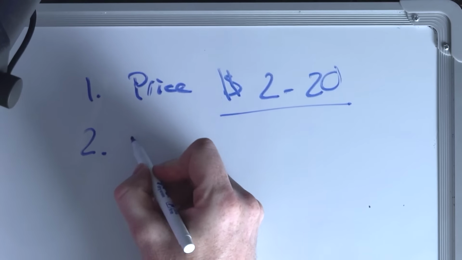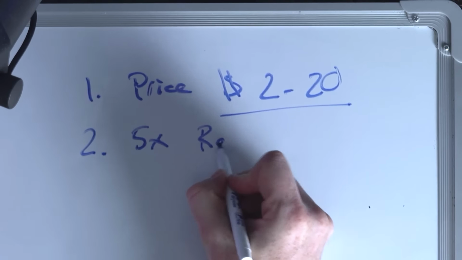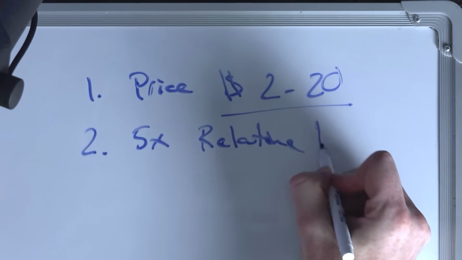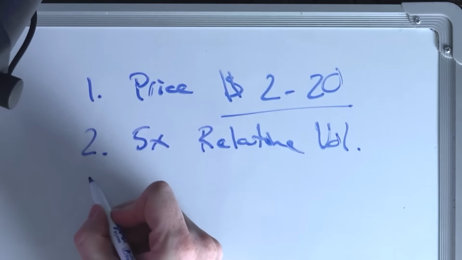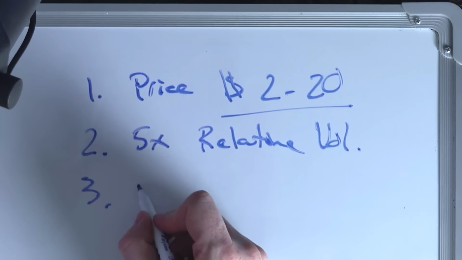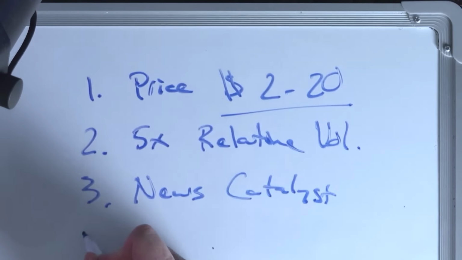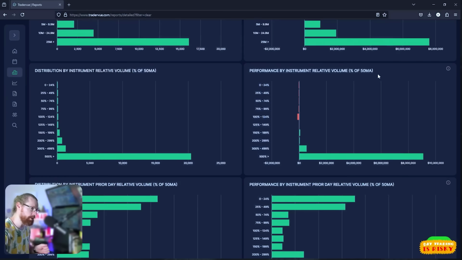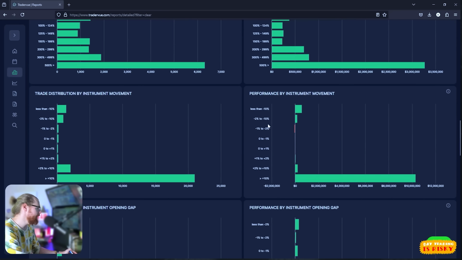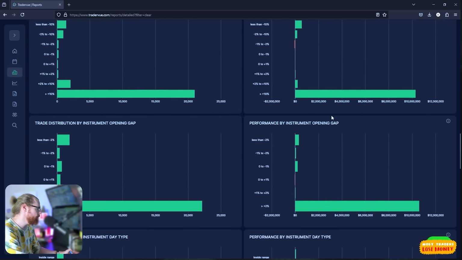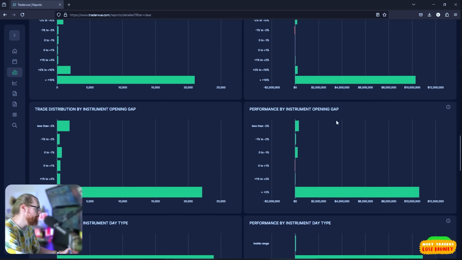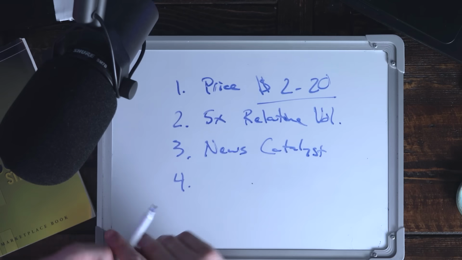So let's start plugging this in. Number two, 5 times relative volume. This is a measurement that we can get from scanners. Number three, news catalyst. Number four: if we scroll down here, we see performance by instrument movement and performance by opening gap. The majority of the profit is when stocks are gapping up at least 2%. Gapping up means moving higher than they closed the previous day.